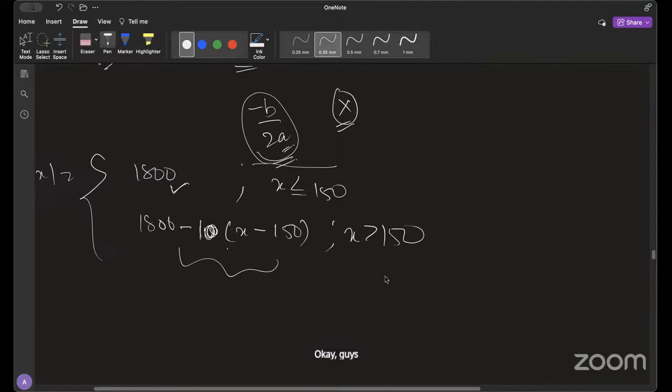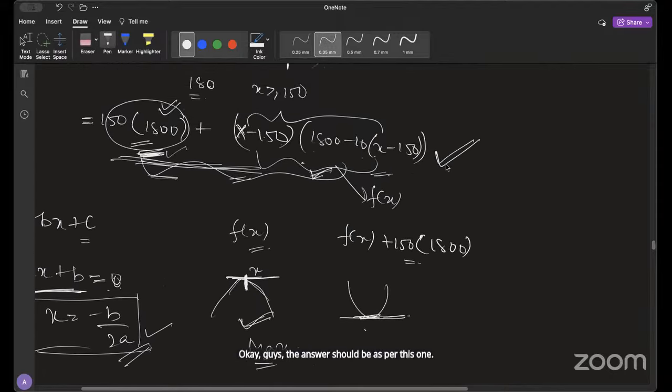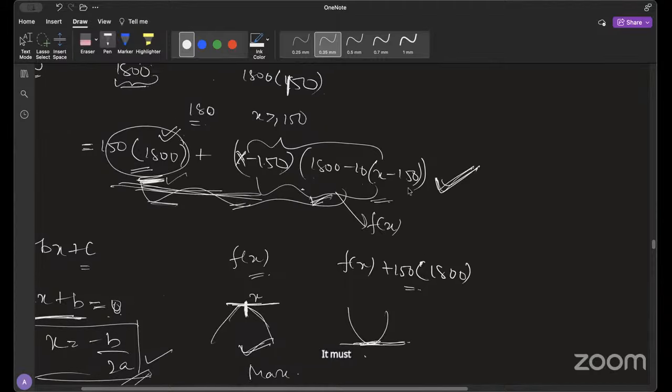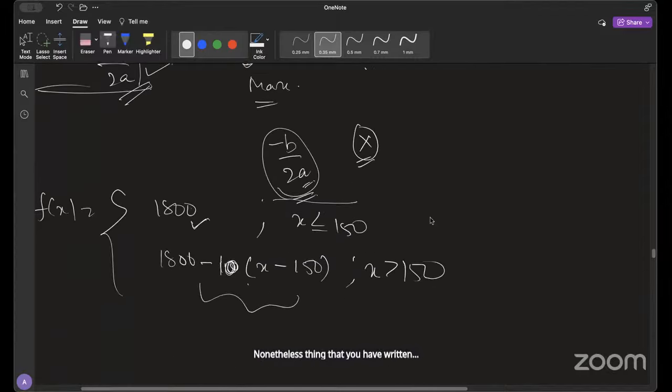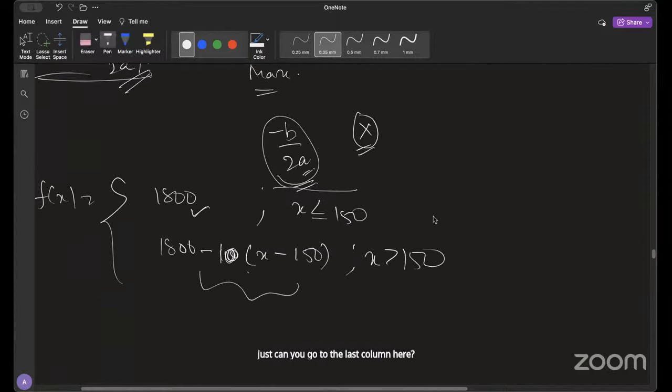Okay, guys, the answer should be as per this one. So it must be mentioned incorrectly in the solution PDF. Ma'am, the link that you have written, the last column. Can you go to the last column? Yeah. Is this right, ma'am?